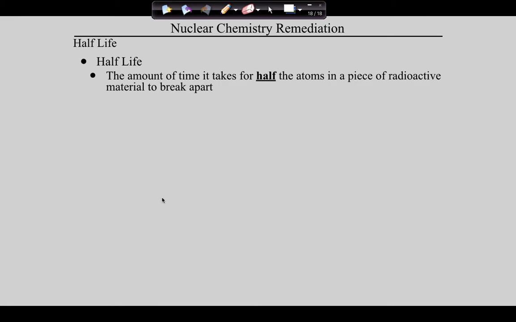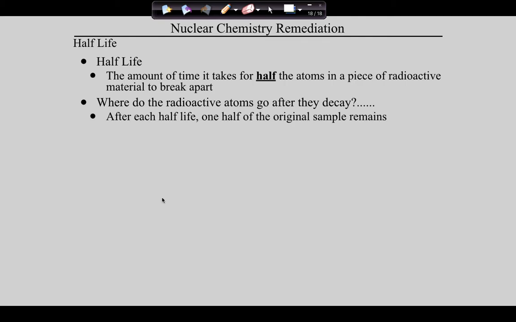And half-life is the amount of time that it takes for half of the atoms in a piece of radioactive material to break apart. Now it's important that you understand that after these atoms go through alpha or beta decay or any other type of radioactive decay, they don't just disappear. So after each half-life, 1/2 of the original sample remains, and the other half has become another element.